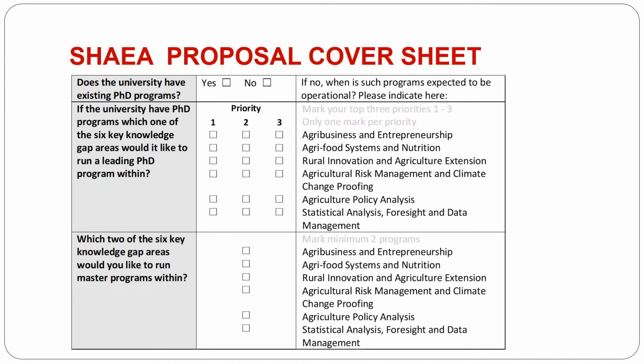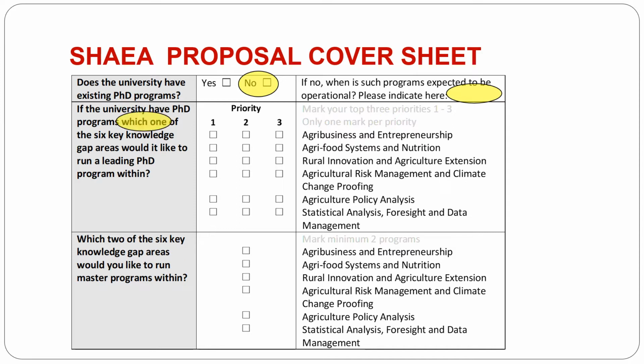So the second page of the proposal submission form is the cover sheet, where you indicate if you have an existing PhD program or not. You do not need to have an existing PhD program. And if you tick the no, please try to indicate here when you expect a PhD program to be operational. If you are applying for SHAEA, we are expecting that you will start a PhD program within one of the 6 regional key gap areas that are listed below.